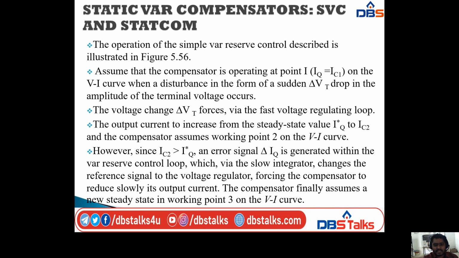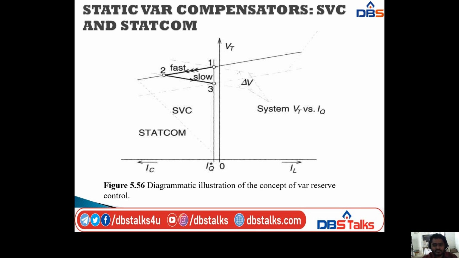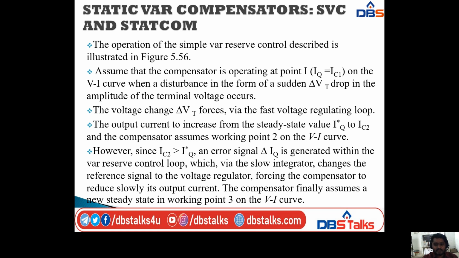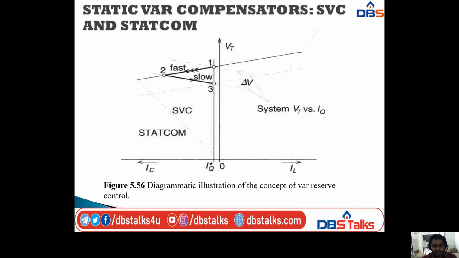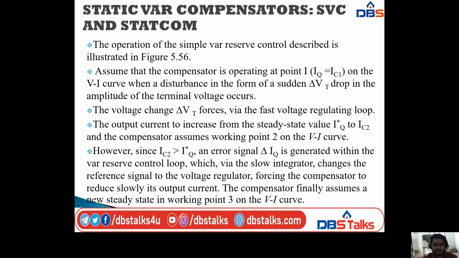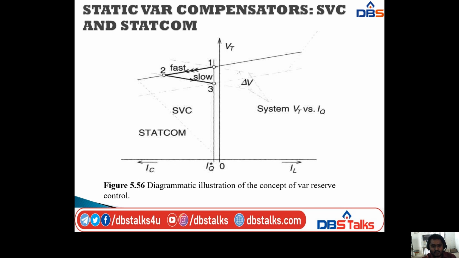However, since IC2 is greater than IQ conjugate, an error signal delta IQ is generated. That's why I am taking this line, instead of the origin point, we have IQ conjugate. So an error signal delta IQ is generated within the var reserve control loop, which acts via the slow integrator. That's why it is working at point 3, that is slow.